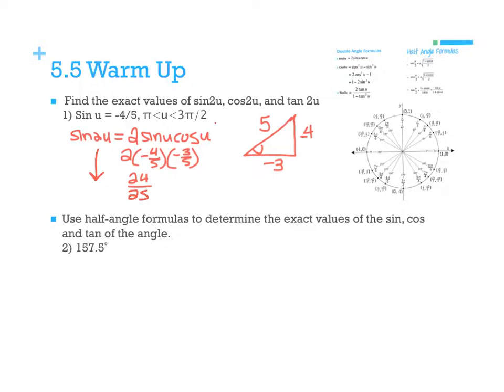The location of the angle. So because that angle is in between pi and 3 pi over 2, it means it's in the third quadrant. And in the third quadrant, both the x, which is the horizontal, and the y, which is the vertical, are negative.